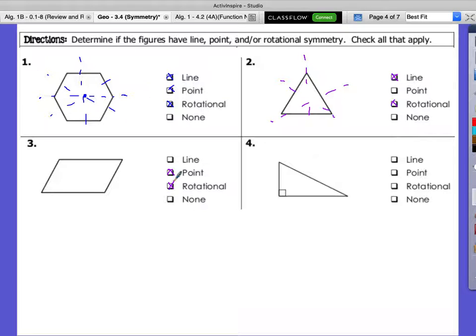Okay. Hey, I want you guys to do 4, 5, and 6 now. Please do 4, 5, and 6. And when you're done, raise your hand. 4, 5, 6. When you're done, raise your hand.